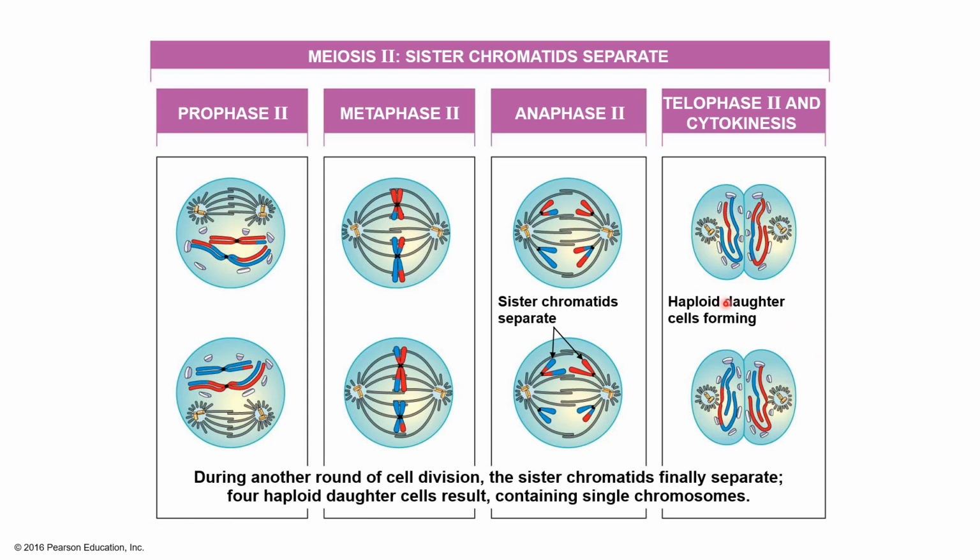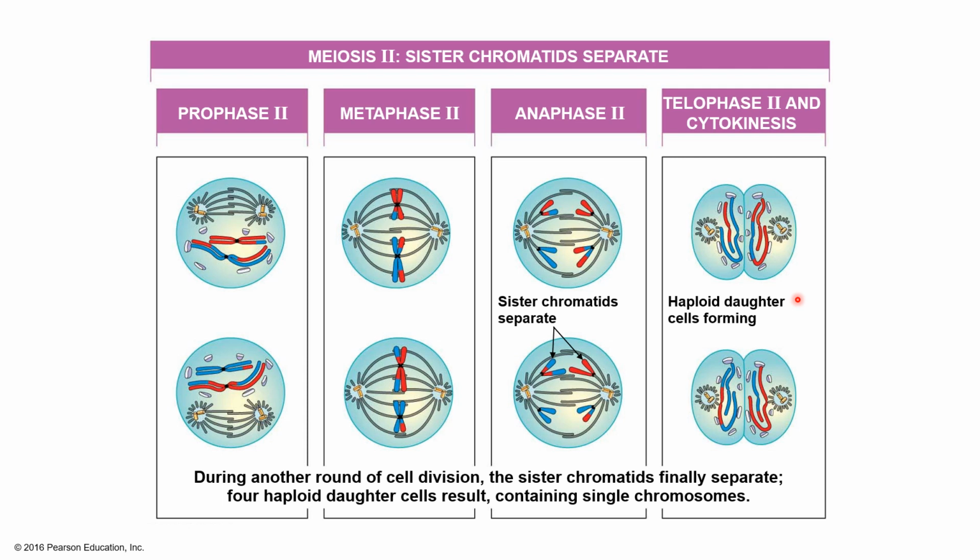These 4 daughter cells are haploid because now they are carrying half the number of chromosomes, and those daughter cells are not going to be identical to each other. They're not going to be identical to the parent cell. And those 4 daughter cells could be either 4 eggs or 4 sperm.